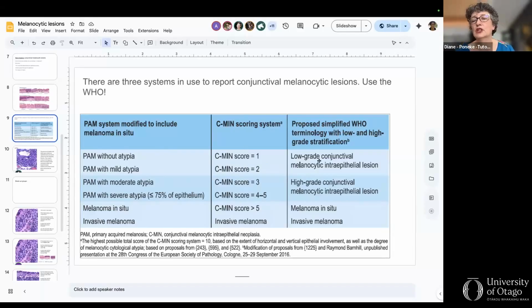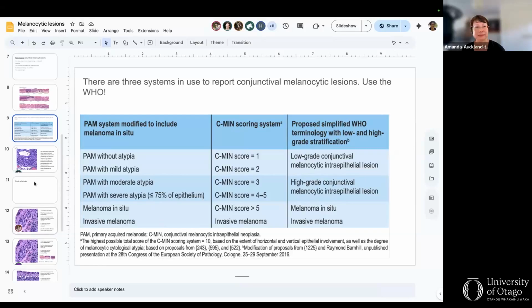Okay. And the WHO system actually tells you what to do, right? Because what you want to do as a clinician is to know how to treat it. Is it okay to excise with close margins and watch? Is it invasive? So yeah, it's a better treatment guide.